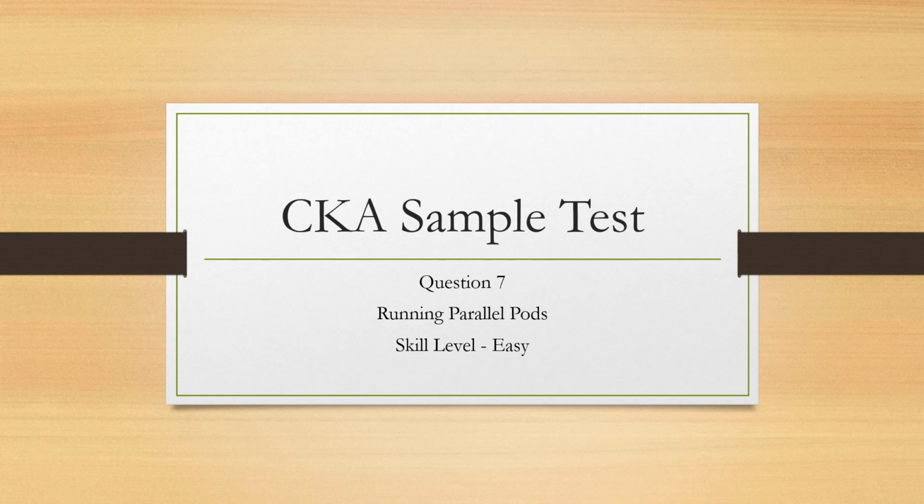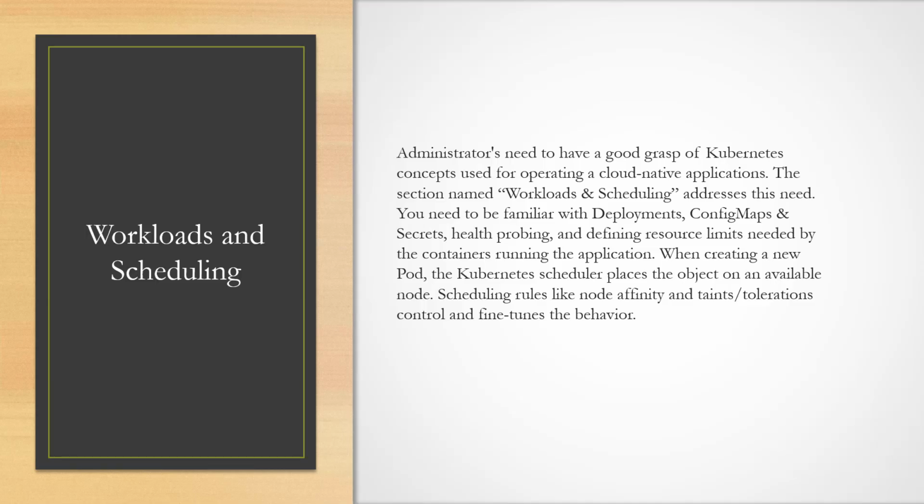CKA sample test question 7, running parallel pods. Skill level for this task is easy. This task falls under the Workloads and Scheduling section of the CKA curriculum.